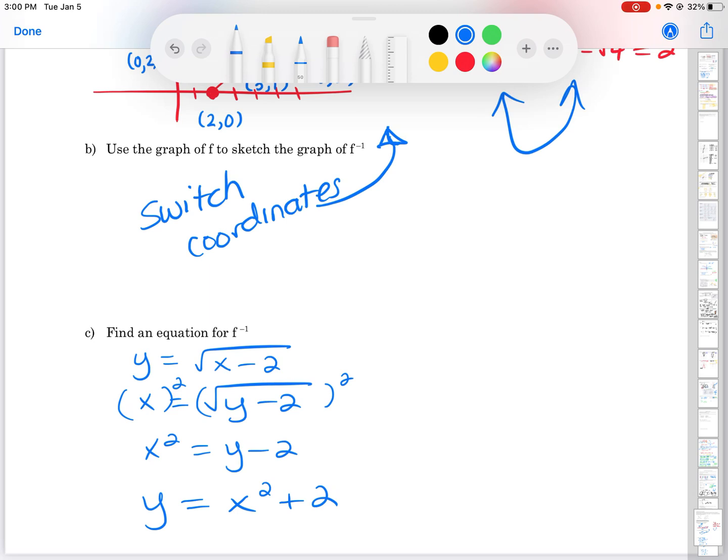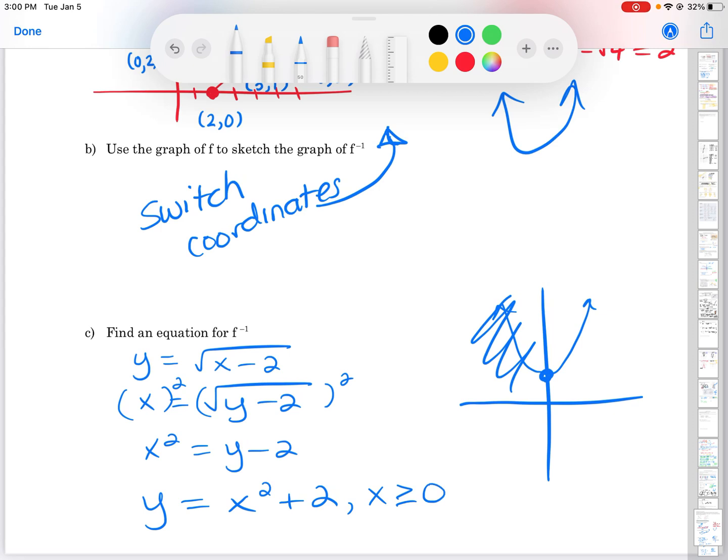So we're going to get that y is equal to x squared plus 2. But wait a minute. If we say that is the function, then we're not just getting the graph looking like this. We're also going to get the other half. But that's not the inverse. I don't want to include this. The first point I'm starting at is when x is equal to 0. So I need to include that restriction. X is greater than or equal to 0.